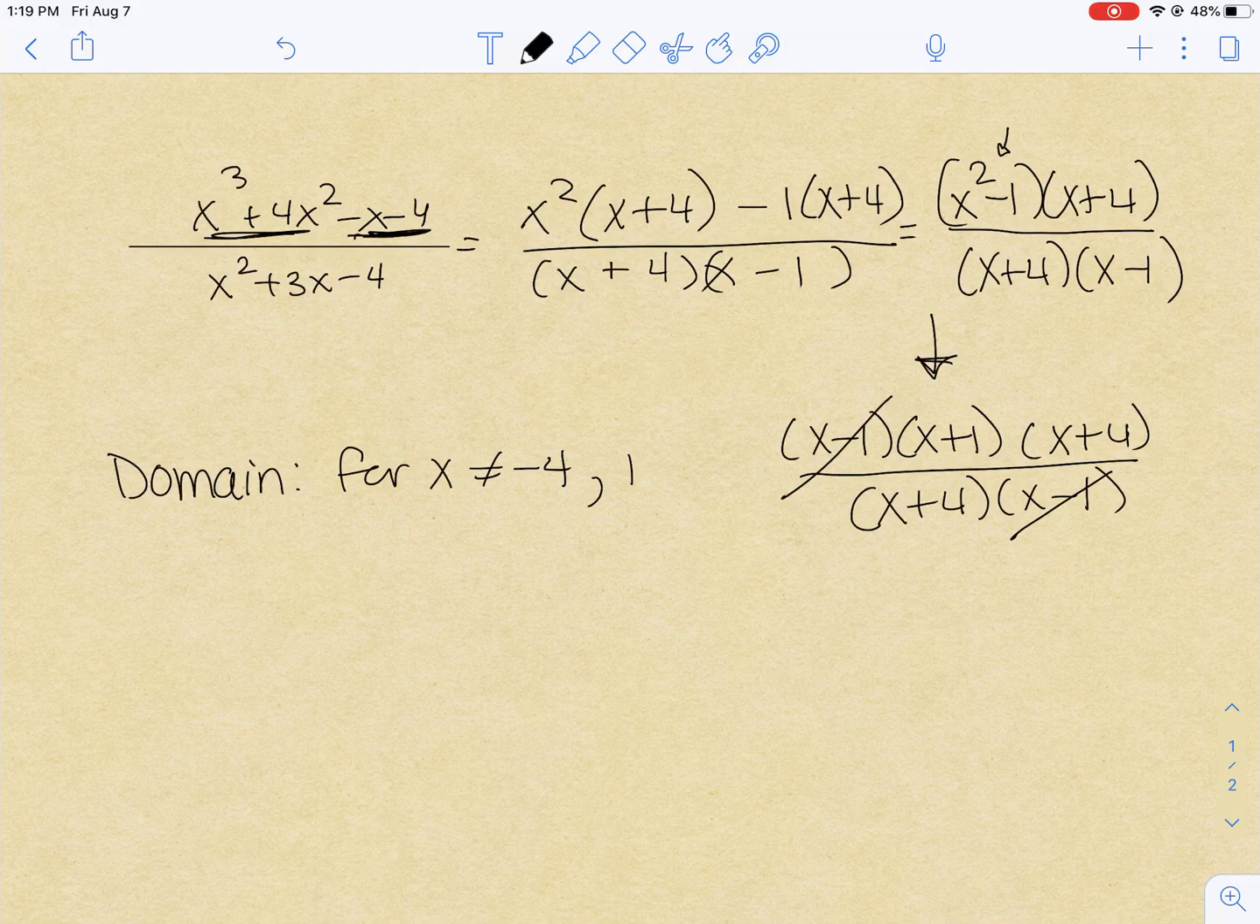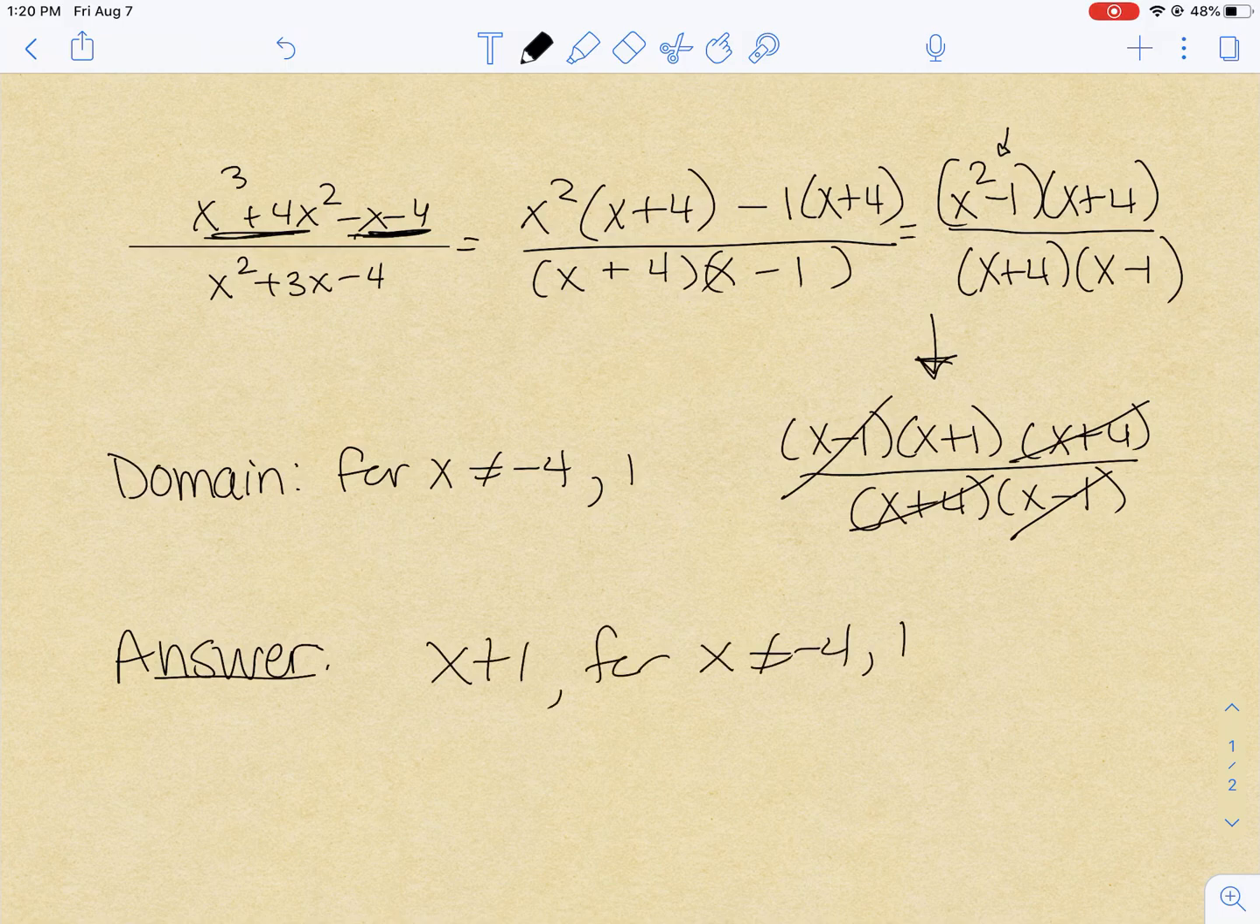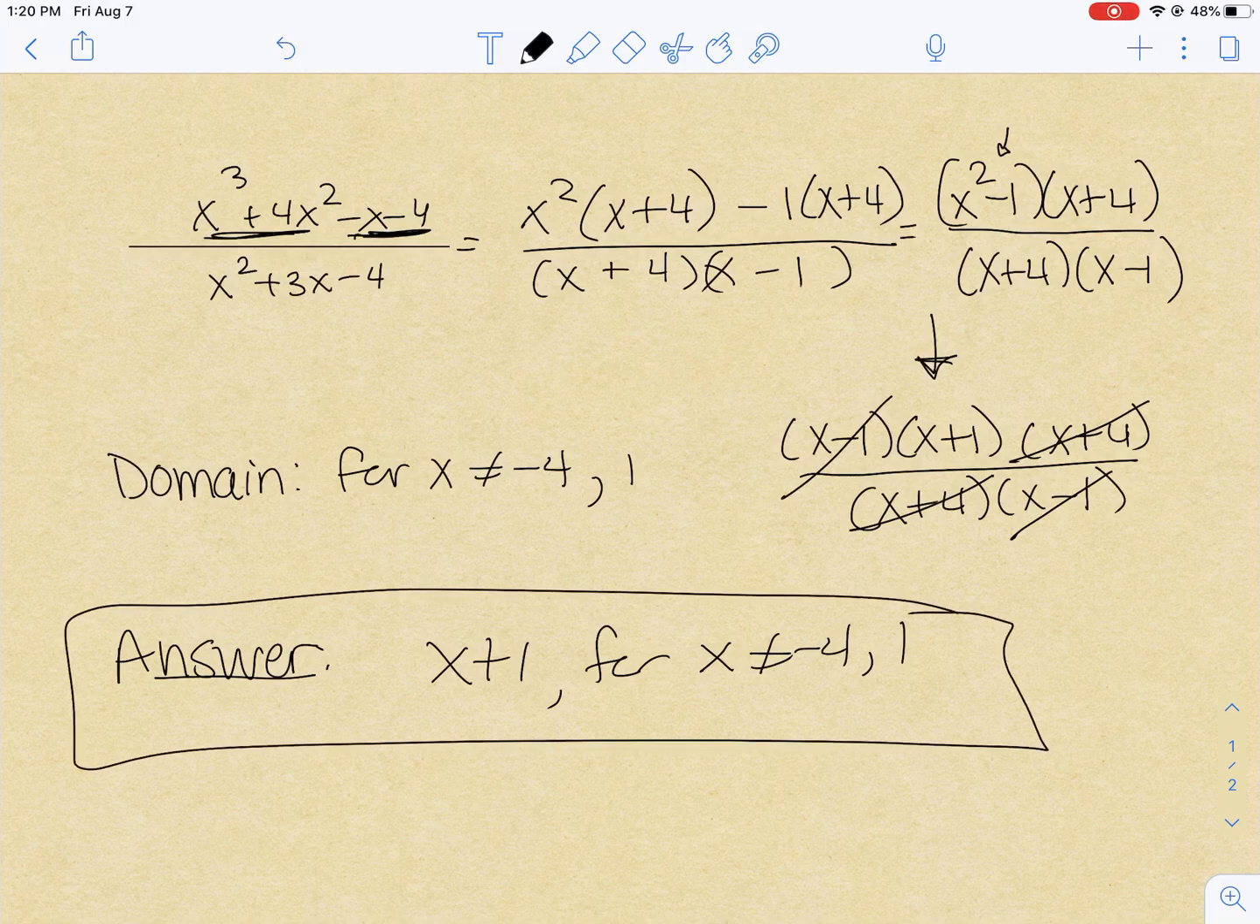The other pair that I see that matches is x plus 4 and x plus 4. So again, any number divided by itself is going to become 1, and so therefore we can just cross it out. So my answer would be x plus 1 for x not equal to -4 or 1. So we want to make sure we're saying that domain in our answer as well.